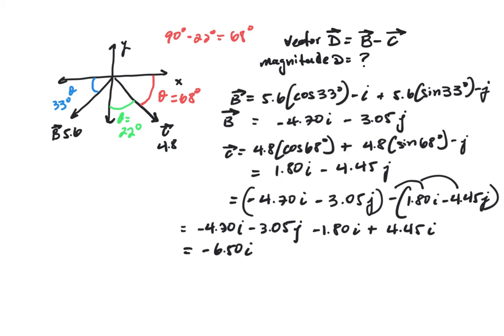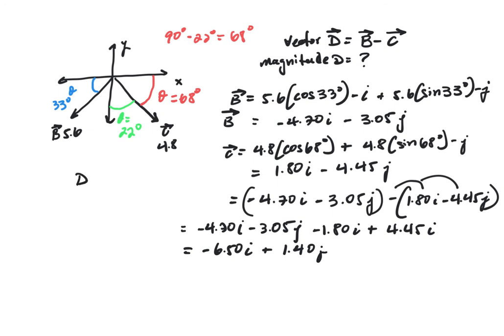Now when we combine like terms, we're gonna end up with negative 6.50 i plus 1.4 j. I'll go back. So anyways, 1.4 j.